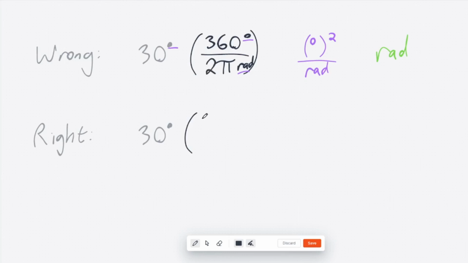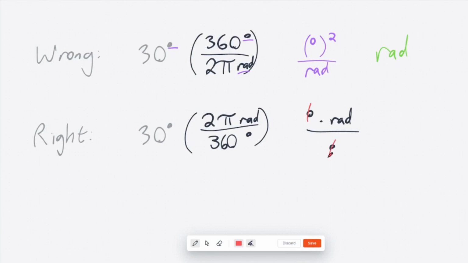However, if you try this other option, so 2 pi radians over 360 degrees, so basically just swap them, assuming you remember 360 and 2 pi. Now what happens? First off, we get pi in the numerator, which gives us more confidence, but just purely looking at the units, we get degrees times radians divided by degrees. And then the degrees in the numerator and the denominator cancel, and then we're just left finally with radians, which is what we want.